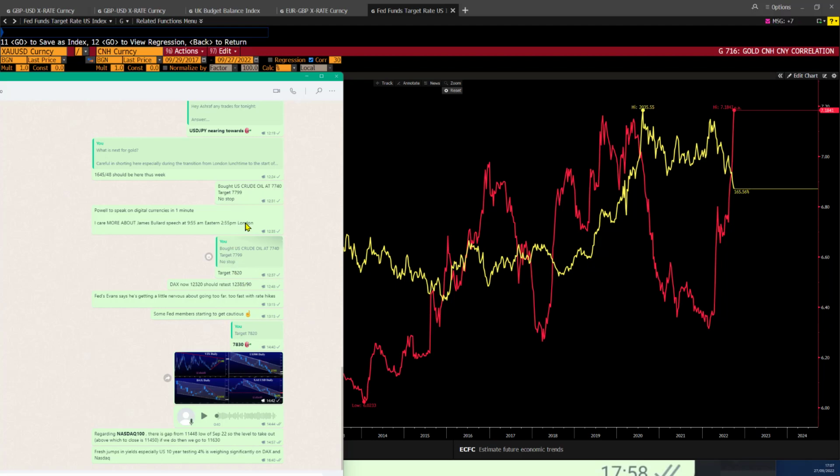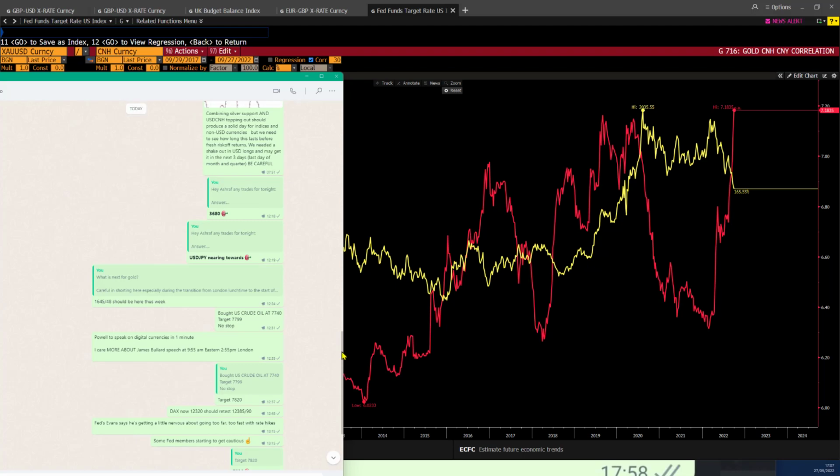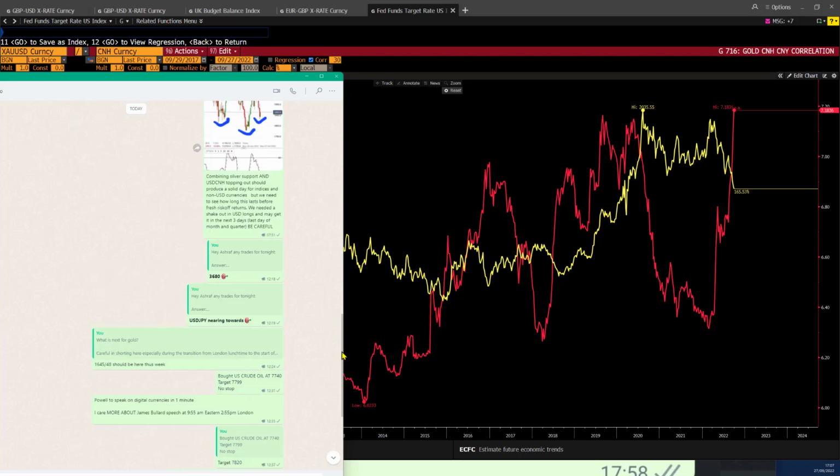We were long oil, we were long DAX, we were long NASDAQ. Today, as we came down, there is something quite alarming with the DAX as we're coming back down. This trade actually did not go very well in the DAX, but the earlier ones, in terms of the S&P and dollar yen, are going well.